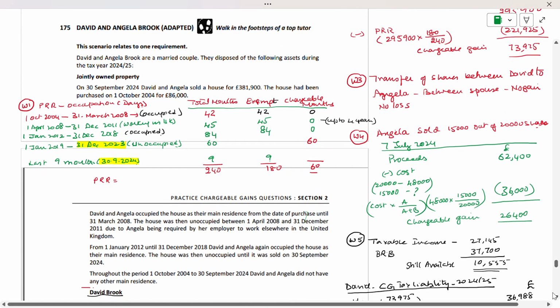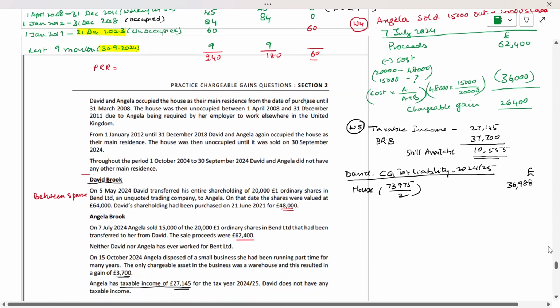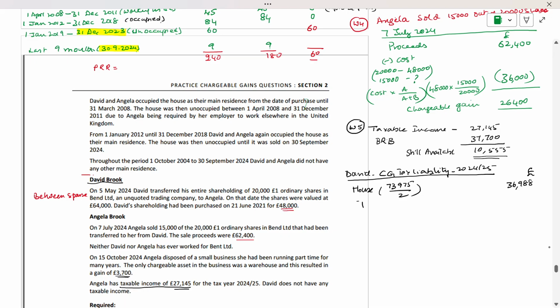Anything else? Working 3? Transfer of shares? Even if it is not there, you have to write transfer of shares. Transfer of shares is 0. Okay? So how much is there? 36,988. Total chargeable gains are how much? This is the total chargeable gains.